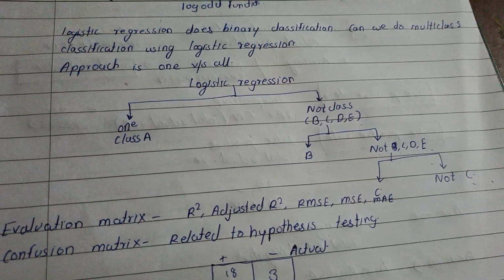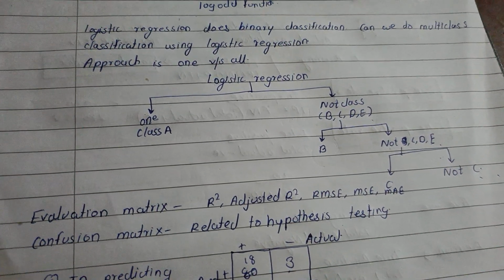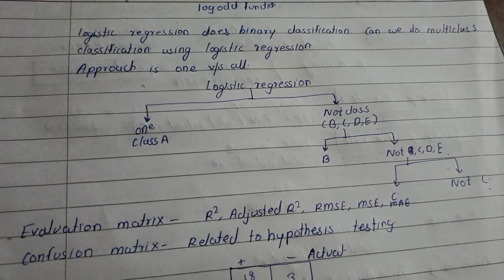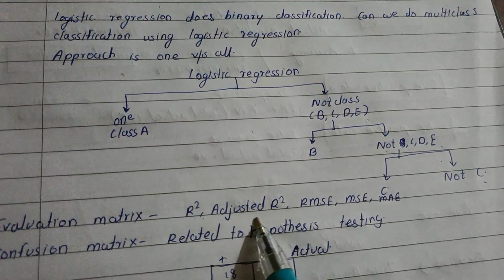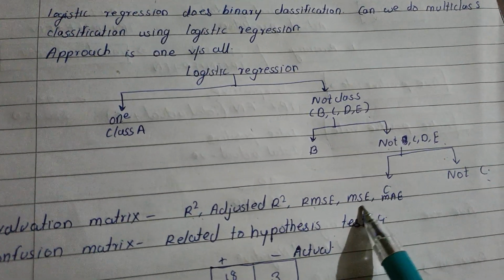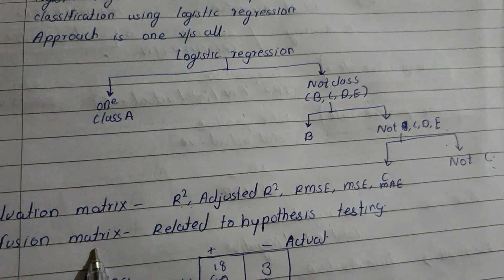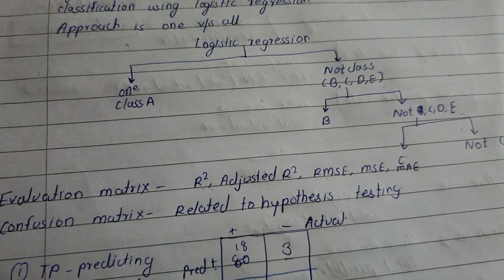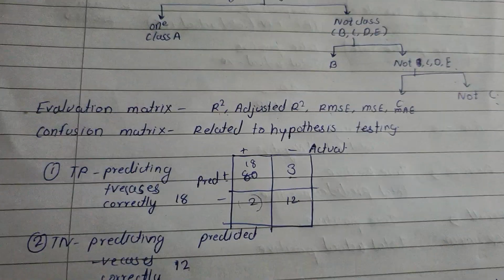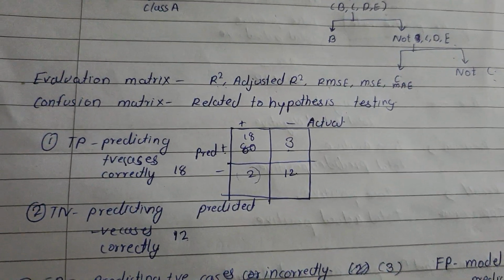Okay, now what will be the evaluation metrics for this logistic regression? So evaluation metrics, as we know, some are common for all methods, that is R square, adjusted R square, RMSE, mean square error, and mean absolute error. Here we'll be plotting a confusion matrix, and this confusion matrix is eventually related to your hypothesis testing. So what does a confusion matrix comprise?